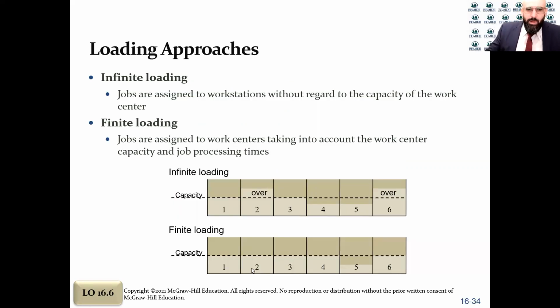When we talk about load, we talk about two types of load. One is infinite loading, where jobs are assigned to workstations without regard to the capacity of the work centers, or finite loading, where jobs are assigned to work centers taking into account the work center capacity and job processing time. So what's the difference between both of them? One is open load, where you could put any demand on that load, or finite, which is limited load based on the resources we have in machines and employees as well. So we can't exceed that capacity. That's what is called finite capacity.